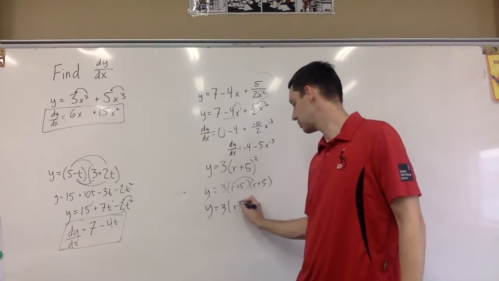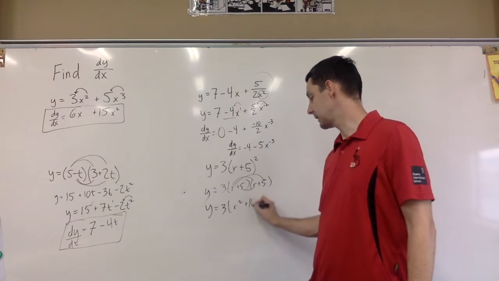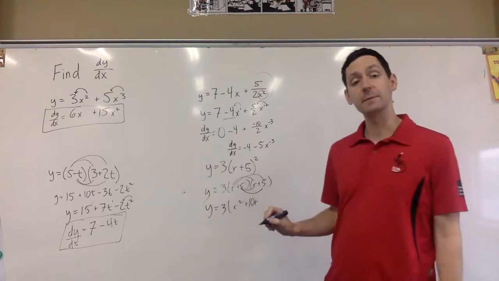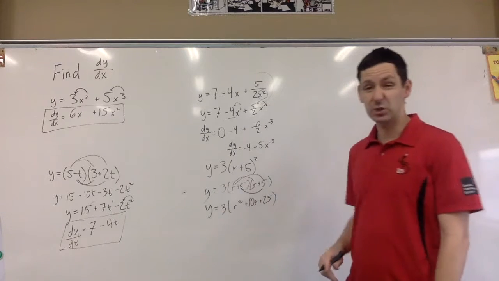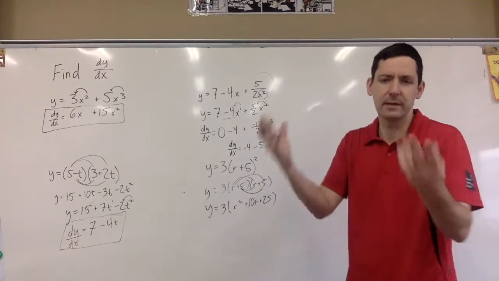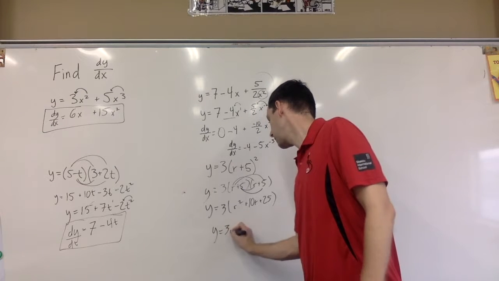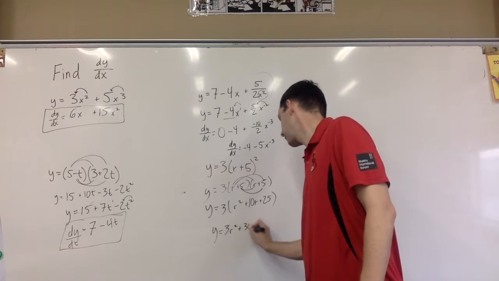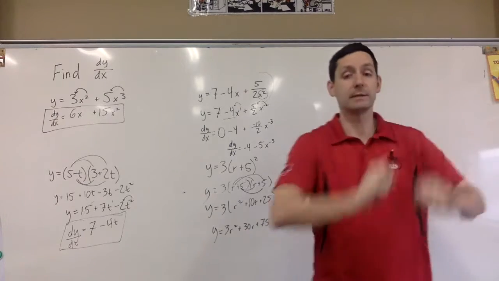So r times r is r squared. I've got the r times 5 and that r times 5, which will give me 10r. And then I've got 5 times 5, which will give me a plus 25. At this point, I am going to distribute the 3. You technically don't have to, but I would, just so that it's in that polynomial format. So y equals 3r squared plus 30r plus 75. And at this point, you're ready to take the derivative.